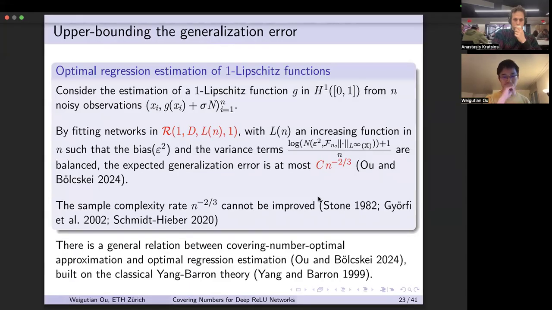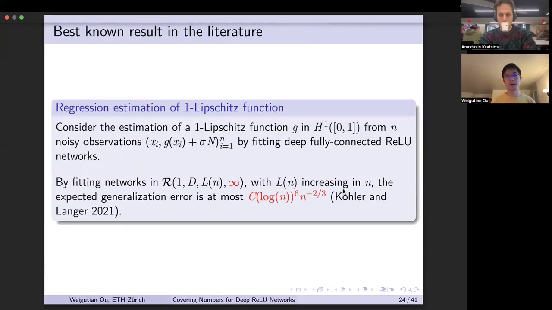And in order to get the optimal lower bound, you can refer to Yang and Barron's result, which gives you a generalized framework to understand the best possible sample complexity rate in the estimation of a very large class of functions. And let's compare our result to what has been going on in the literature.